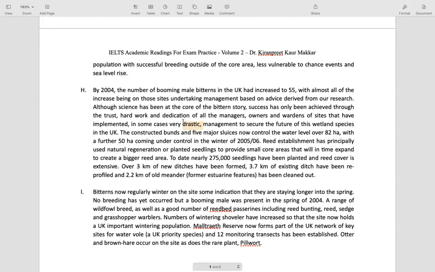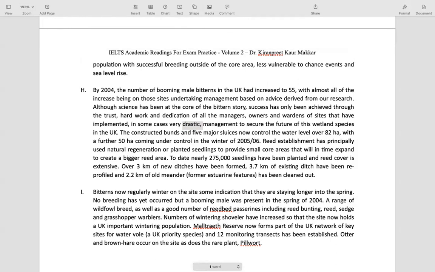Drastic. Very severe. Severe, yes. Very big. Drastic means not small, very big changes, drastic changes, severe. Both are correct. The difference between severe and drastic is that drastic can be both positive and negative, whereas severe is mainly negative. So that's the difference. We'll do the meaning.